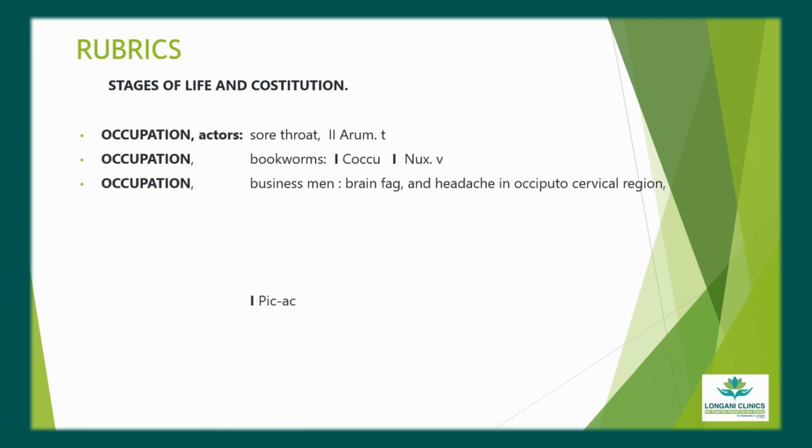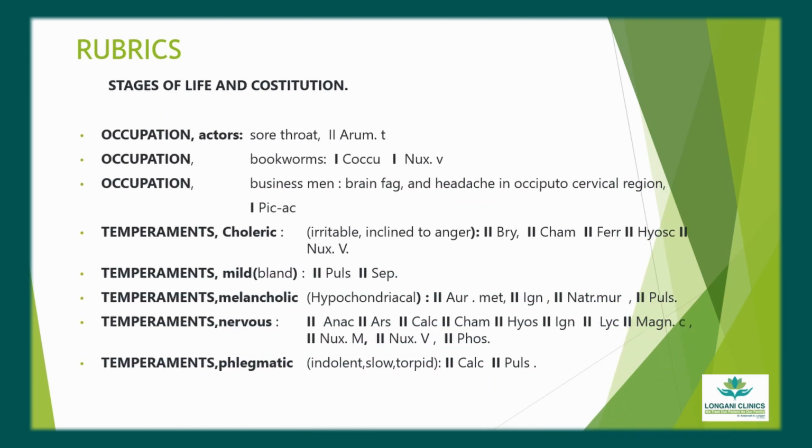Occupation, actors, sore throat, aurum triphyllum. Occupation, bookworm. The drugs mentioned are cocculus and nux vomica. Occupation, businessman, brain fag, and headache in occipito-cervical region. The drug mentioned is picric acid. Then temperaments, choleric, meaning irritable, inclined to anger. The drugs mentioned are bryonia, chamomilla, ferrum, hyoscyamus, nux vomica.